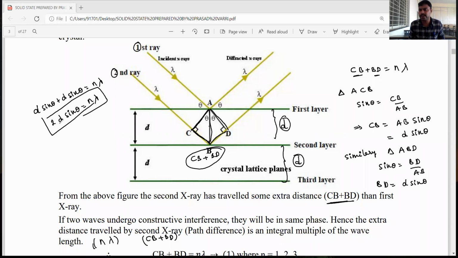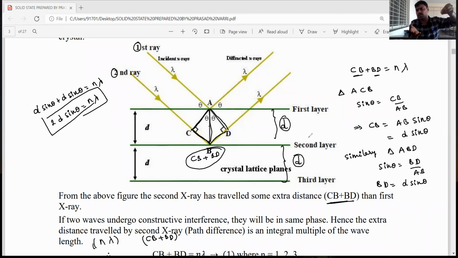Actually, this concept is not given in your NCERT textbooks, but this formula is very important. Bragg's equation has been derived by using X-rays. The X-ray diffraction method is useful to study crystal structures or crystalline solids, and the crystalline solid structure is arranged in planes: first plane, second plane, and third plane.